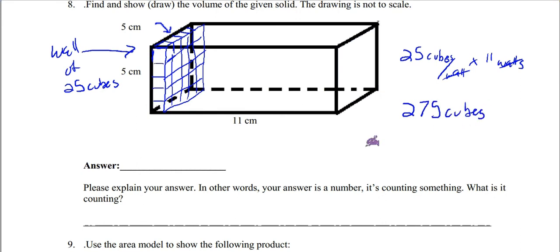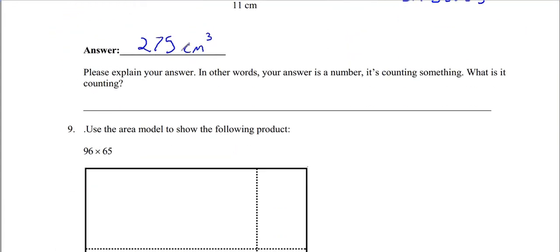Of course, these are specific kinds of cubes, so our answer will be 275 centimeter cubes. And we'll put a 3 there because it means a cube. It means a shape that is a cube times a cube times a cube. That's the volume of that shape.